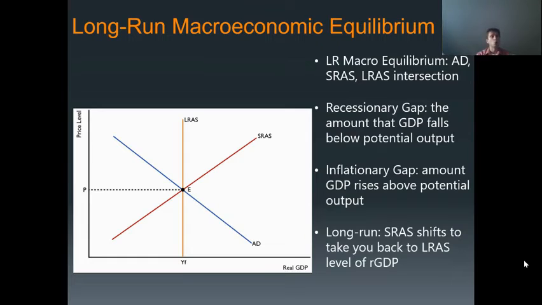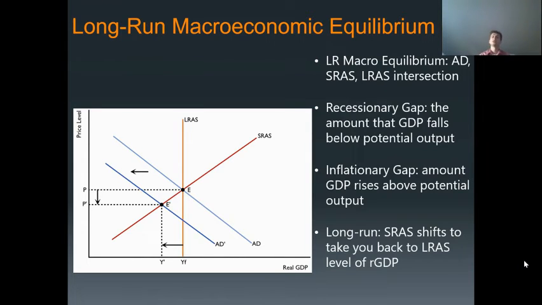Now, when we get to long run macroeconomic equilibrium, it's once again, as you would assume, the intersection of all three of your curves. Aggregate demand, short run aggregate supply, and long run aggregate supply are all intersecting in the same place. You could have different gaps. So here we have a negative demand shock causing a decrease in price level and a decrease in real GDP, therefore increasing unemployment.